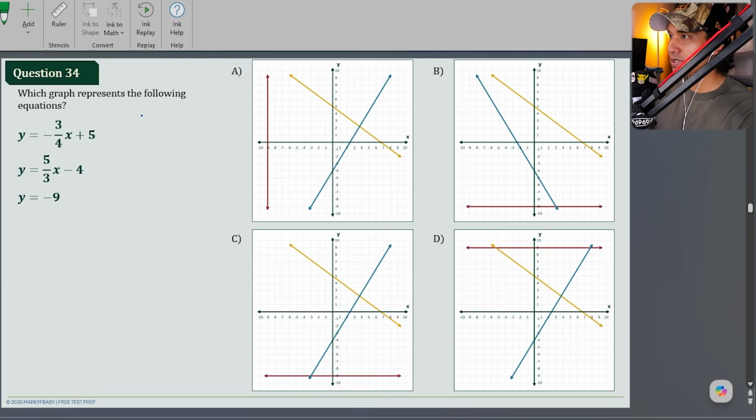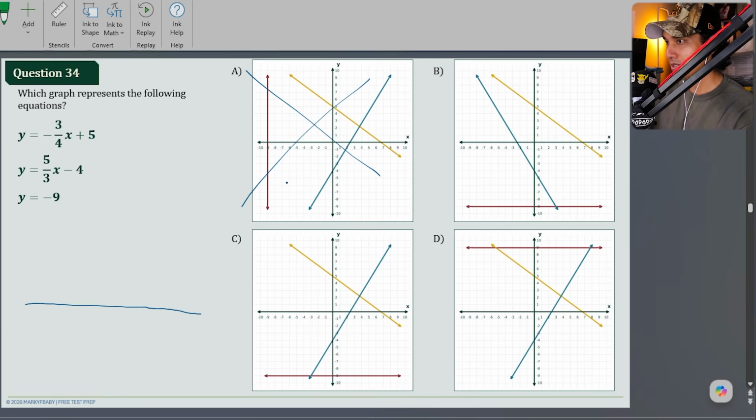Which graph represents the following equations? All right, the last graphing question. Y is equal to negative 3/4 x plus 5. Okay, so the first thing I'm going to look at is y equals negative 9, and that is a horizontal line. So these all have horizontal lines, B, C, and D. I'm going to get rid of A because we have a vertical line at negative 9. That is x equals negative 9. That is incorrect.